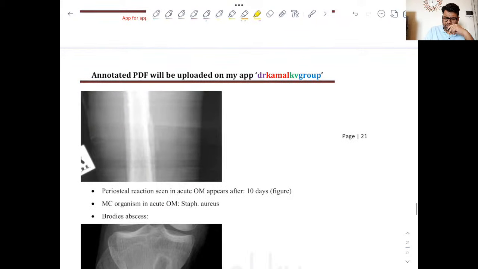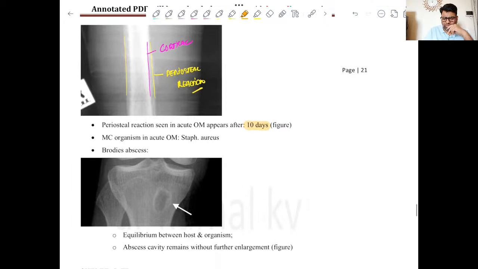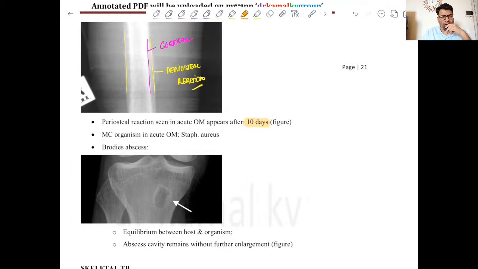The earliest bony change that we can see here is a periosteal reaction. Okay, so this is the cortical line, and this is the periosteal reaction. Clear? This periosteal reaction takes a lot of time to appear, usually after 10 days, and we can't wait till that time. So these X-rays are, in one sense, of no use to make a diagnosis of acute osteomyelitis.